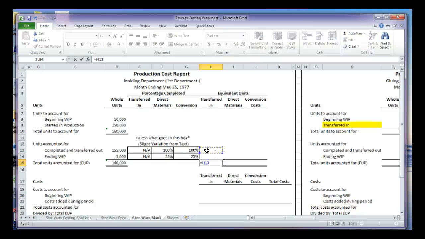And we can add this. And I'm going to go ahead and drag this formula so it'll automatically add for me. My direct materials, 155,000 times 100% should be 155,000. Your direct materials for ending work in process, 5,000 times 25%, 1,250. And you just go right along like that.